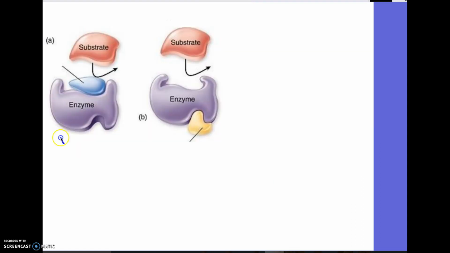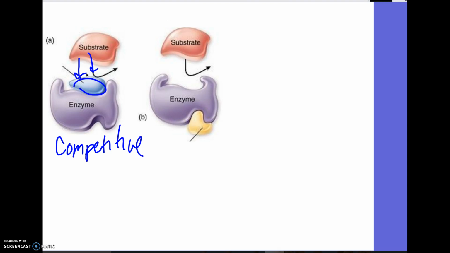So this is a competitive inhibitor. A competitive inhibitor slows the enzyme down because it looks enough like the substrate that it sort of competes with it for the active site. Typically, this is not necessarily a permanent thing, but this is obviously going to slow the enzyme down.